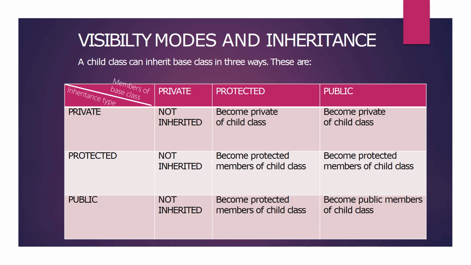Here we have visibility modes and inheritance. A child class can inherit a base class in three ways: private, protected as well as public. Now in this diagram, I have these columns. This side is the access control of the derived class, keep it in mind. This side is the base class access control. This side is nothing but the base class, and this side is nothing but the derived class.